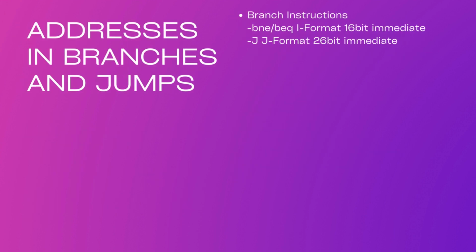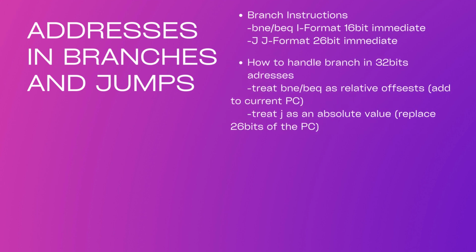Okay, next, addresses in branches and jump. Branch instructions, BNE or BEQ, are I format with a 16-bit immediate. J format has a 26-bit immediate. How to handle branch in 32-bit addresses? The first one is to treat BNE or BEQ as a relative offset, added to the current PC, and treat J as an absolute value. Replace 26 bits of the PC.